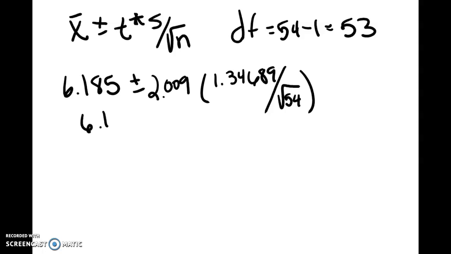So we have a mean of 6.185 plus or minus. If we key that into the calculator, I get a margin of error of 0.3682.